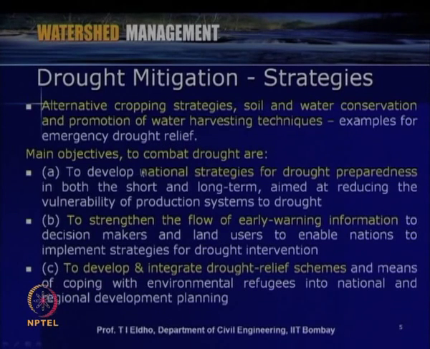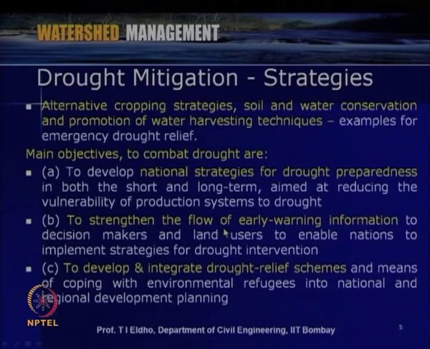These are all examples of mitigation strategies, and then we can go for emergency drought relief plans. When we talk about drought mitigation strategies, the main objectives generally are, first, to combat drought, to develop a national strategy for drought preparedness in both the short and long term, aimed at reducing the vulnerability of production systems to drought. Drought can have a short-term effect and a long-term effect, so when developing a drought mitigation strategy, we have to come up with preparedness in both the long term and short term, to reduce vulnerability as far as crop production and the availability of water are concerned.